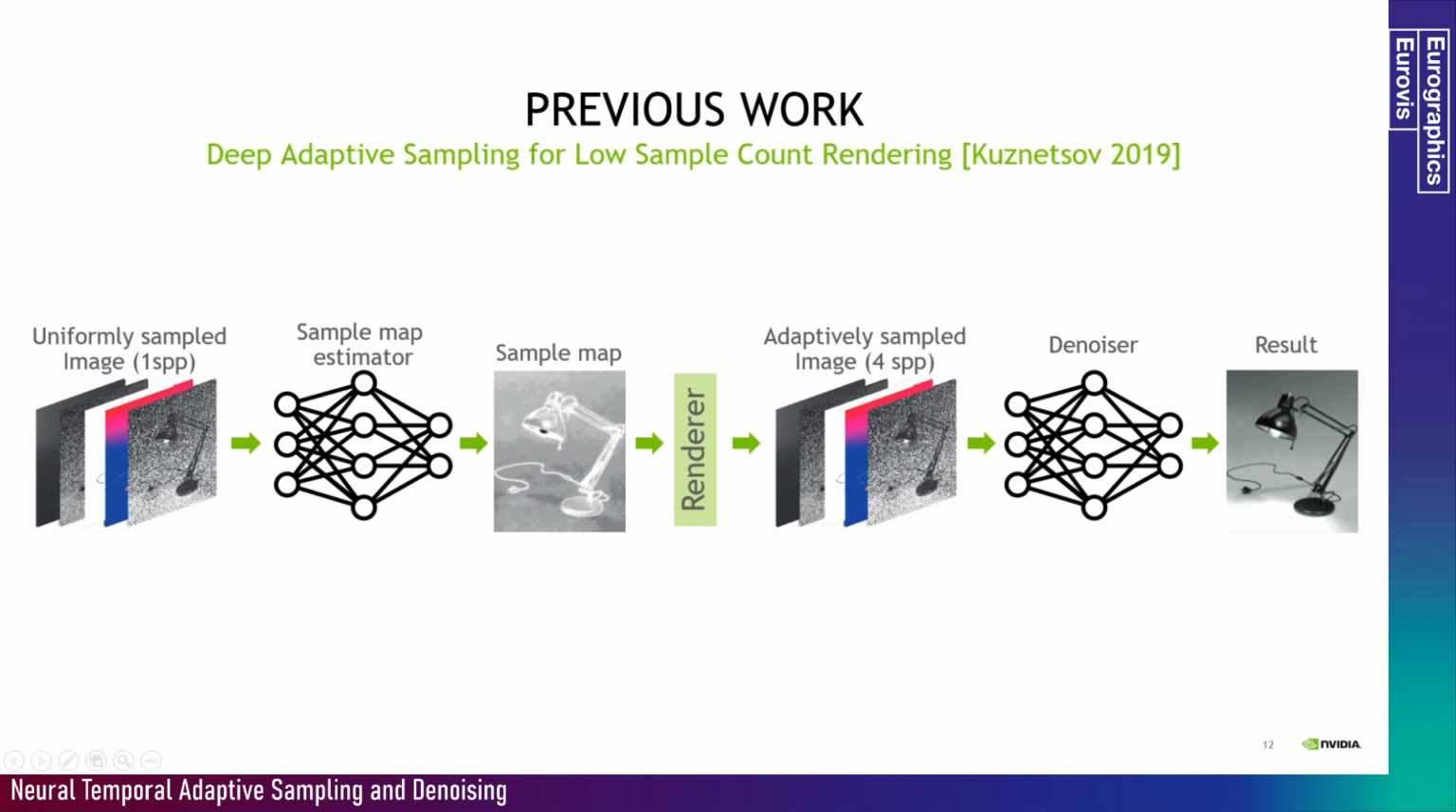And they train this entire system end to end, meaning that they only optimize for the error of the final result. In order to do so, you must be able to backpropagate through this whole pipeline, which means that you must also be able to backpropagate through the renderer. Fortunately, this is a special case because it turns out that the gradient with respect to sample count is quite easy to compute and depends only on your sampled image and the reference image.